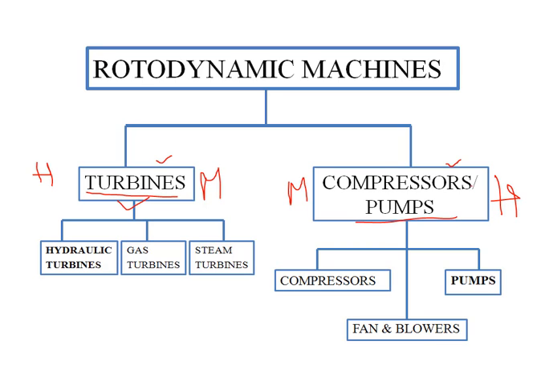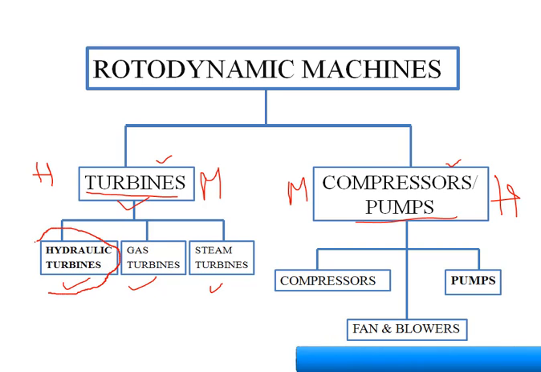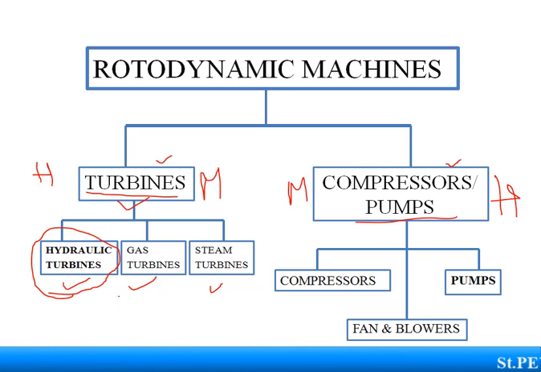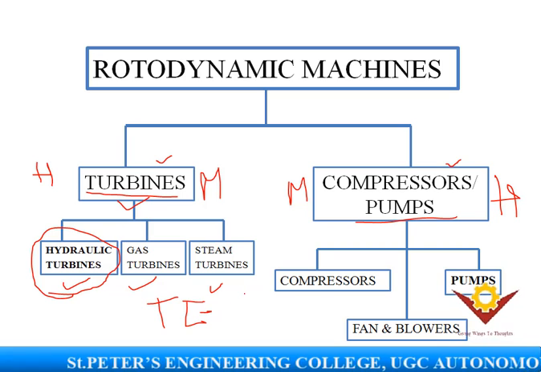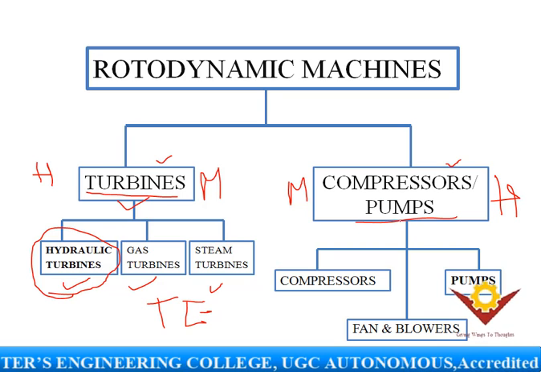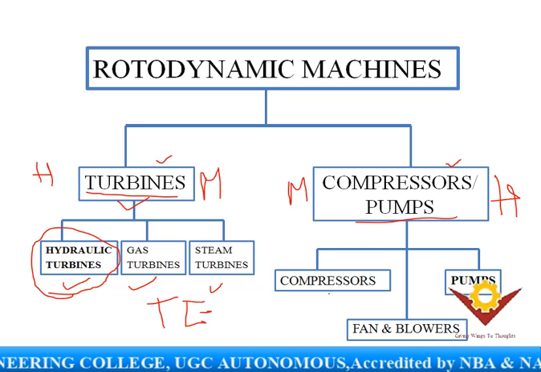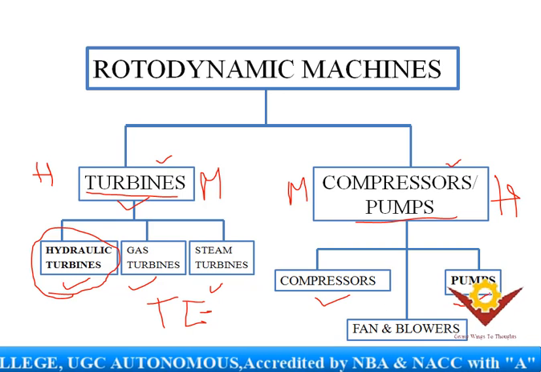Again, turbines are classified as hydraulic turbines, gas turbines and steam turbines. But in this hydraulic machines course we'll discuss hydraulic turbines. Gas turbines and steam turbines we'll cover in another course, thermal engineering. Clear? And coming to pumps, these are classified as compressors, pumps, fans and blowers.